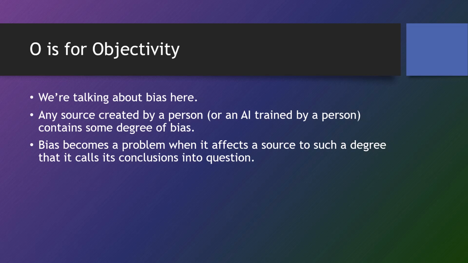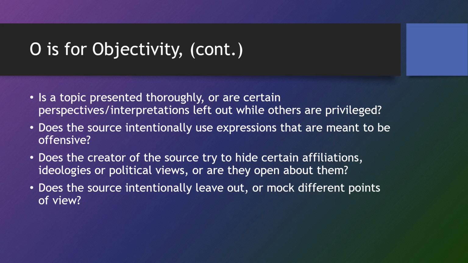Bias becomes a problem when it affects the content of an information source to such a degree that it calls any of the conclusions that source makes into question. Now, we can ask if the authors present a source thoroughly, covering various potential perspectives and interpretations, or if they privilege a particular point of view. Once again, we should keep our eyes open for strong emotional or manipulative language. Also, a major red flag when considering a source's objectivity is if they use language or expressions that appear to be intentionally meant to be offensive.